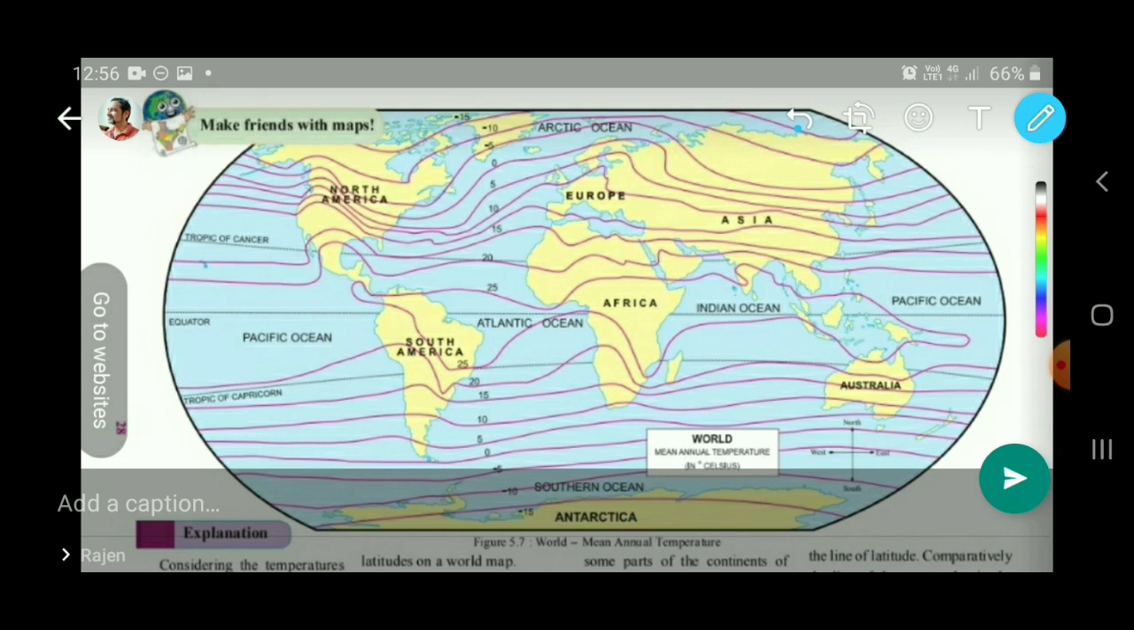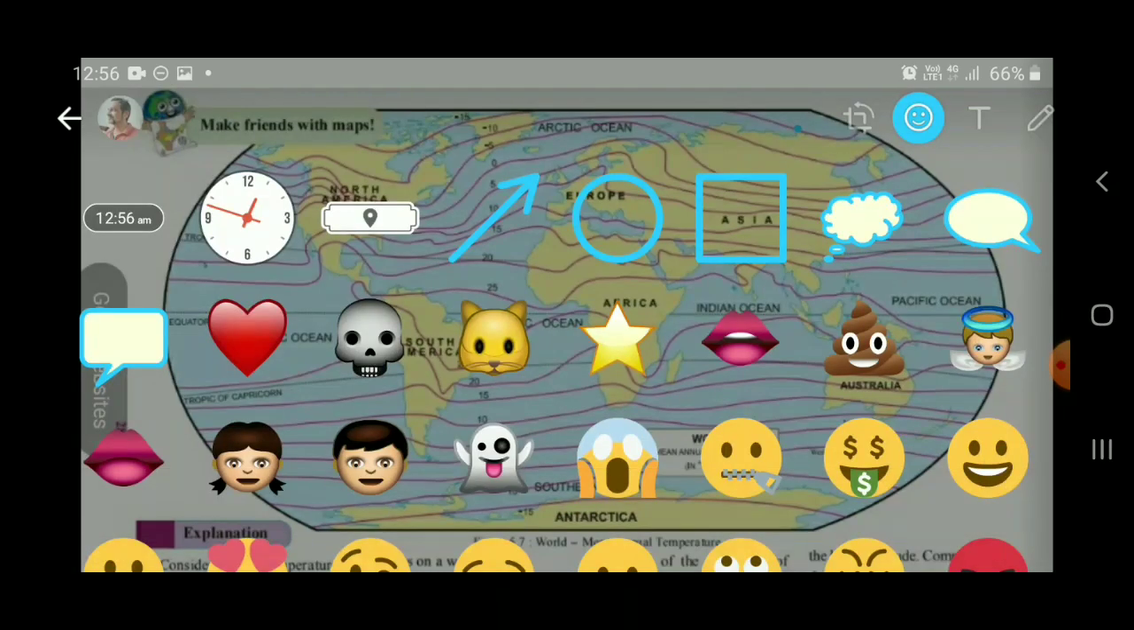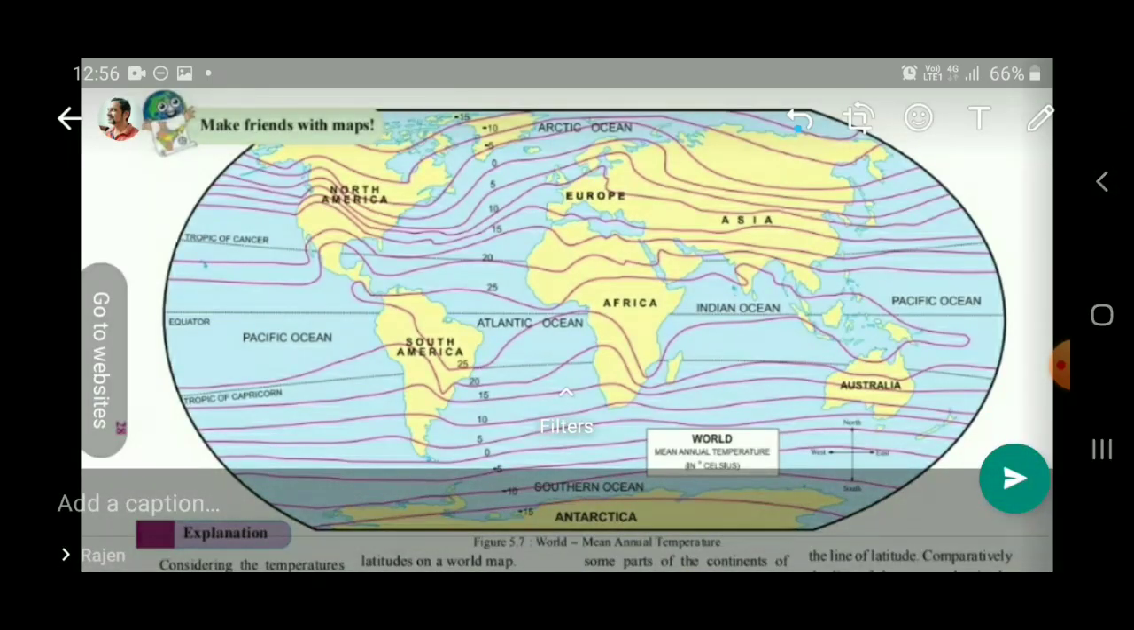In the southern hemisphere, you find it is more of ocean and less of continent, and exactly opposite in the northern hemisphere. Northern hemisphere is more of land and less of ocean. From the southern pole to the Tropic of Capricorn, the distance between these lines is almost parallel, almost equal.